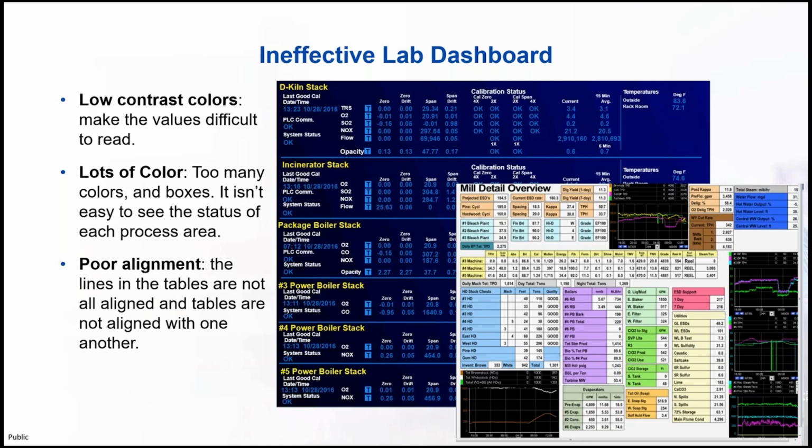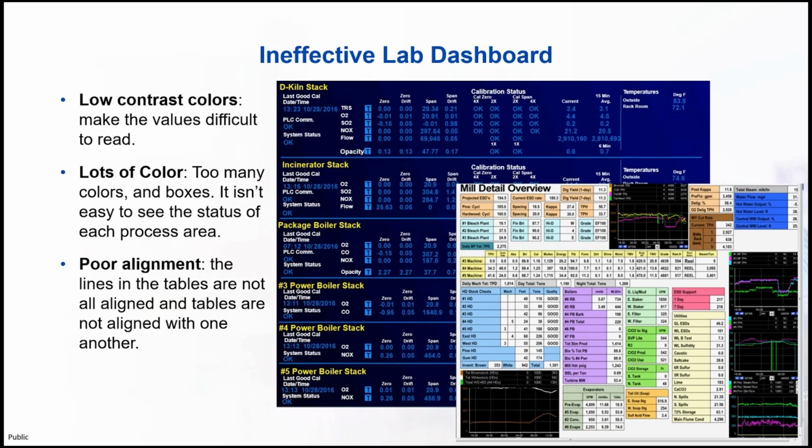someone who maybe has reading glasses or just a slight vision impairment. And then the second example has too many colors. There's too many colors, too many boxes. It's very difficult to see the overall status of the process area because there's so much going on. And then finally, there's poor alignment. The lines, particularly in that second example, don't line up. Even though everything is in grids, the lines don't line up, and it can make it confusing, difficult to read for the user.